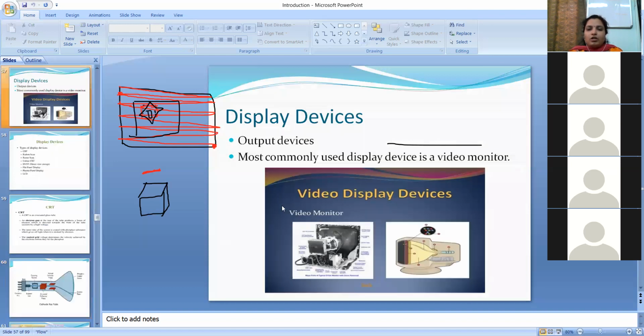Okay, so let us start with the display devices now. The input devices we are going to study a little at the end of this chapter, but here the display devices are more important. So here, display devices are also called output devices.